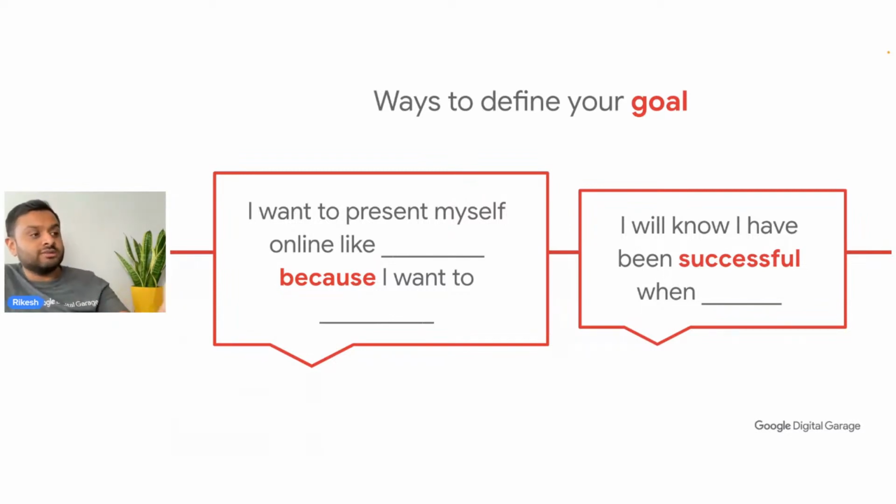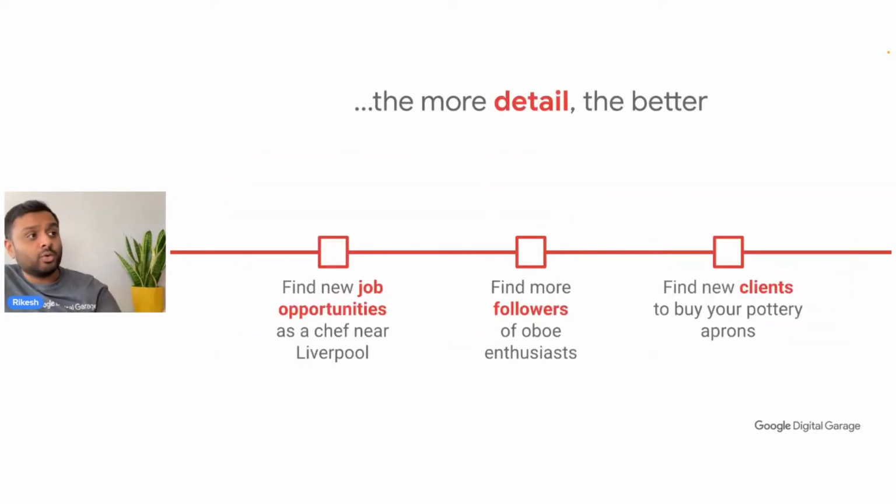You can also see another sentence starter, which is really useful to complete yourself, which is, I will know I have been successful when, or I will know I am on the path to success when. You can rephrase these however you like, but I think it's really, really useful when it comes to getting more clarity on your goal as well. And the more detail, the better.